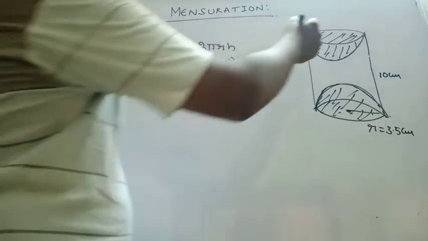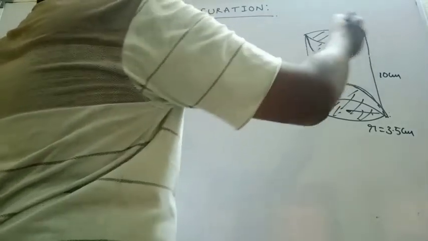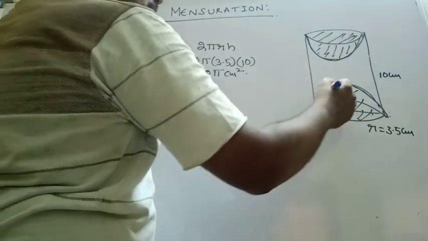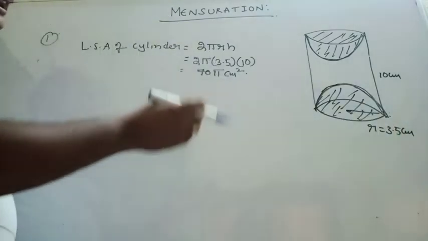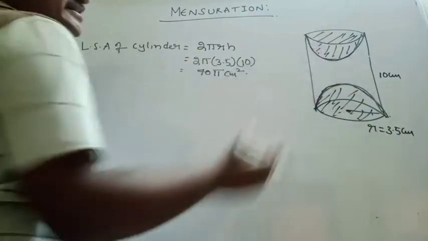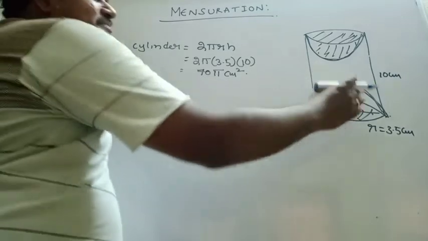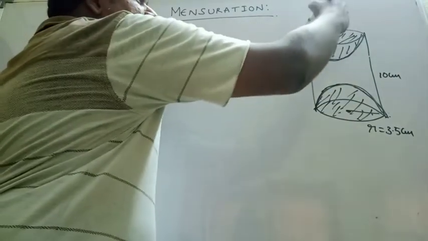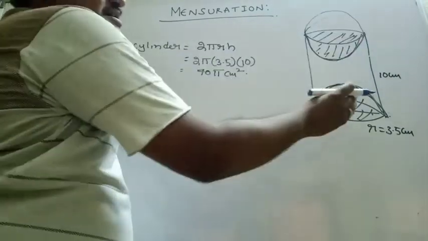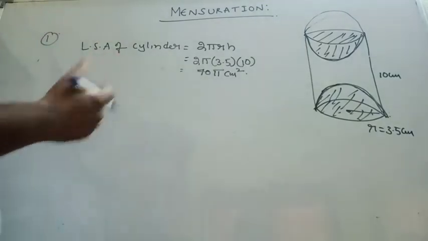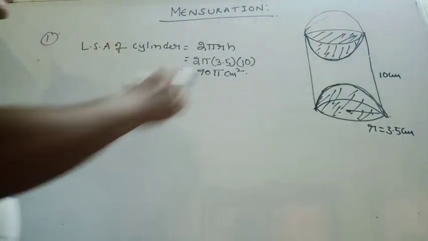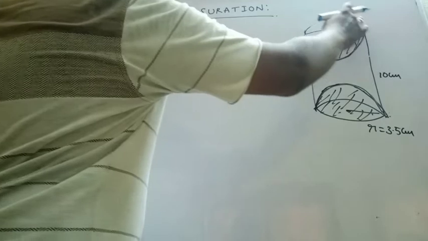Now we need to find the top and bottom parts. This is one hemisphere and the bottom is another hemisphere, and both of them are identical. If you join this hemisphere with this one, in total you get one sphere. Otherwise, we can find those areas separately.